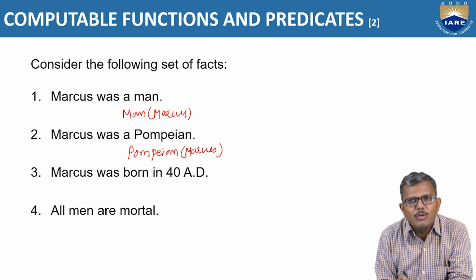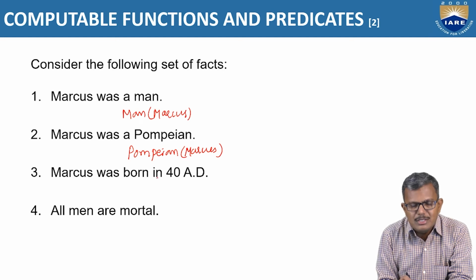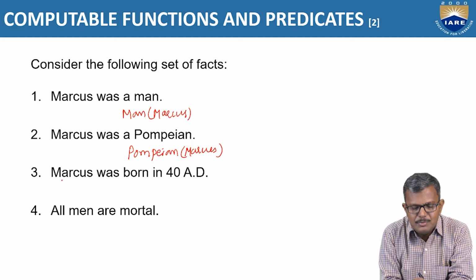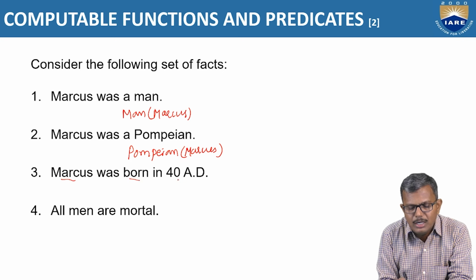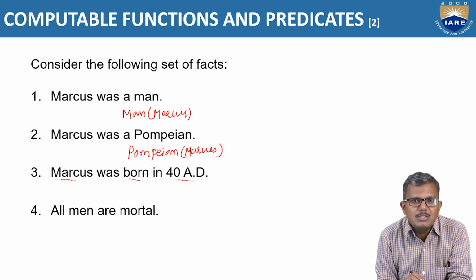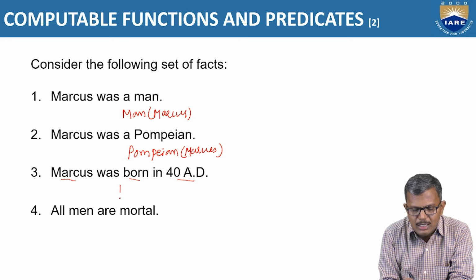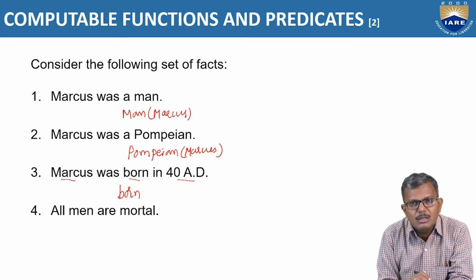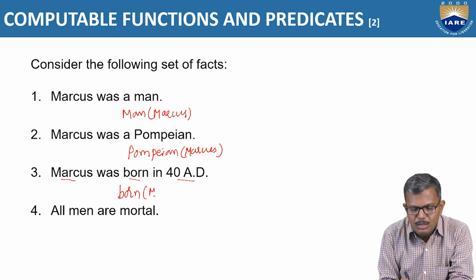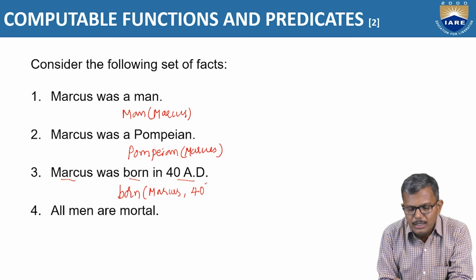Marcus was born in 40 AD. First of all, we need to observe the things: Marcus, born, and 40 AD. Three important points are there in this. Which ones are the objects and which one is going to be a predicate? Predicate is nothing but showing the association between the objects. So I can consider born as a predicate. Who was born? Marcus. When was he born? In 40 AD.